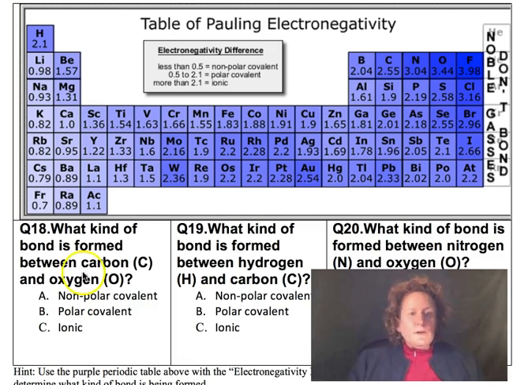So now that you know how to subtract the two electronegativities that you find on this periodic table and put that difference that you find in this table and figure out what kind of bond it is, you should be able to answer questions 18, 19, and 20.